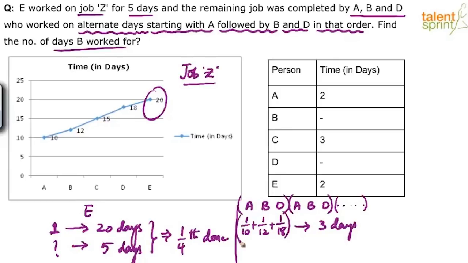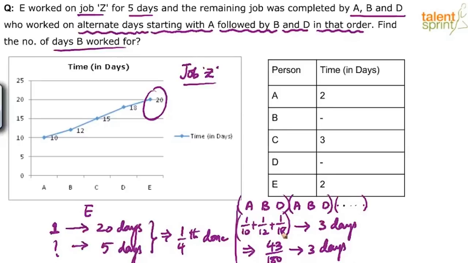So what's the value here? I think 60, 90, what is the LCM? 180 is the LCM. So 18 plus 15, 33 plus 10, 43. 43 by 180. So they can do 43 by 180 in how many days? 3 days. Who? A, B, D. So in one cycle they will finish 43 by 180 of the work. How much are they supposed to do? They are supposed to do 3/4 of the work. You are getting it? 1/4 is already done by E. Now 3/4 is to be done.